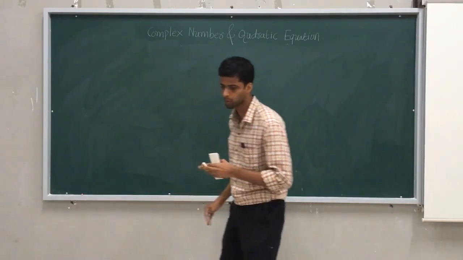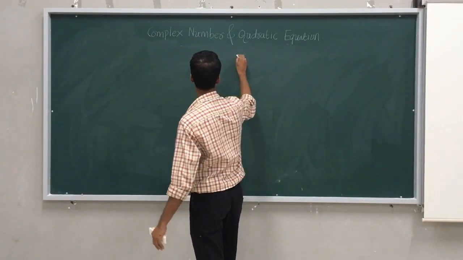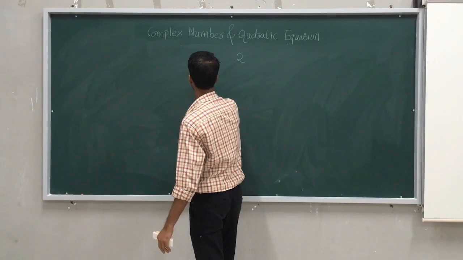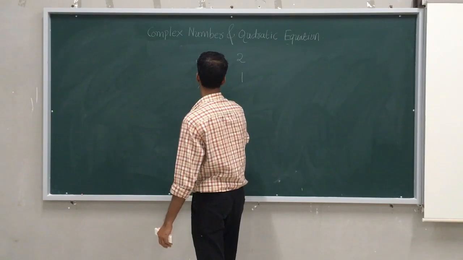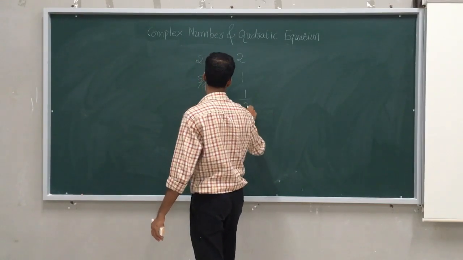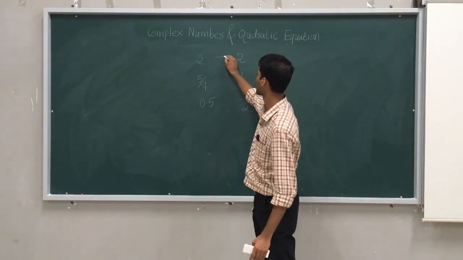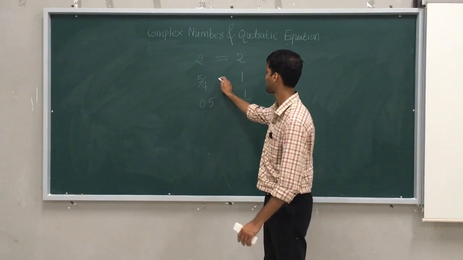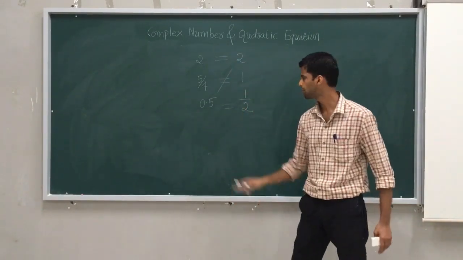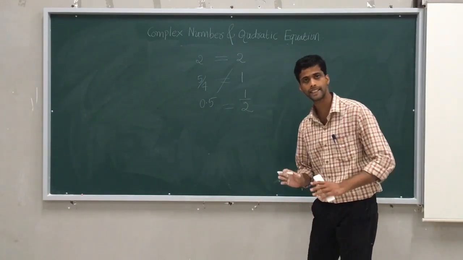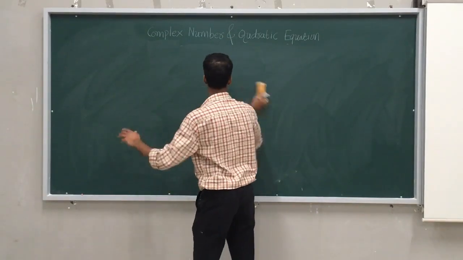Now, I have one more idea. If I ask you 2, 5 by 4, 1, 0.5, 1 by... If I ask you to compare, what do you say? 2 equal to 2. 5 by 4 never equal to 1. 0.5 equal to... Why? Both sides we have an equal sign. Now, is it applicable to complex numbers also? That we think. Always keep in mind.